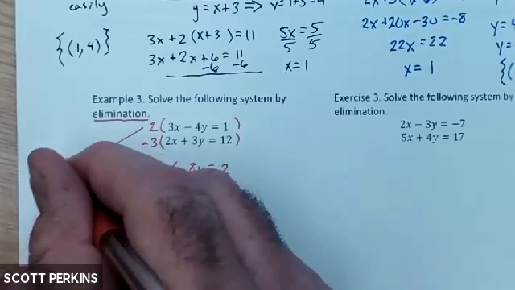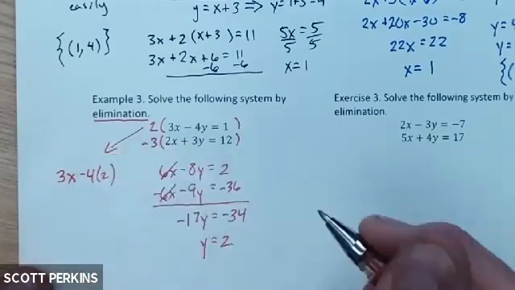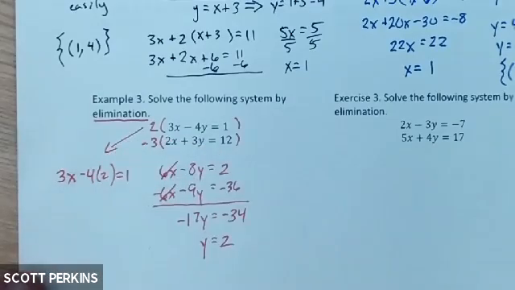So I've got 3x minus 4 times y. So minus 4 times 2 is equal to 1. You would get the exact same x value if you used the bottom equation, because remember, we're finding the point of intersection, the point that is common to both of these lines.